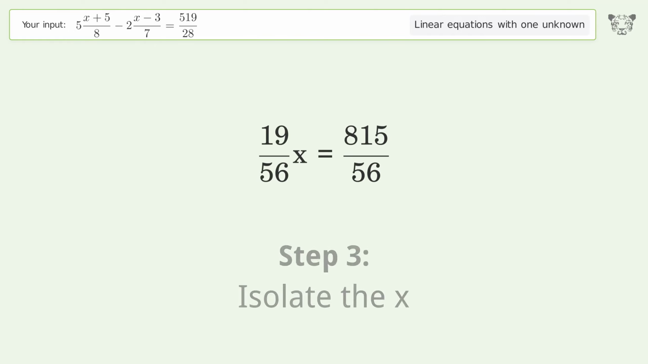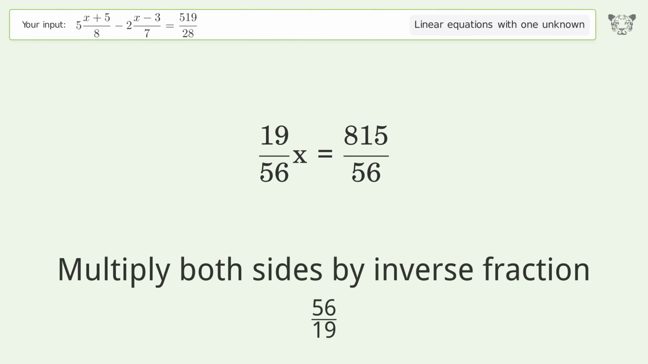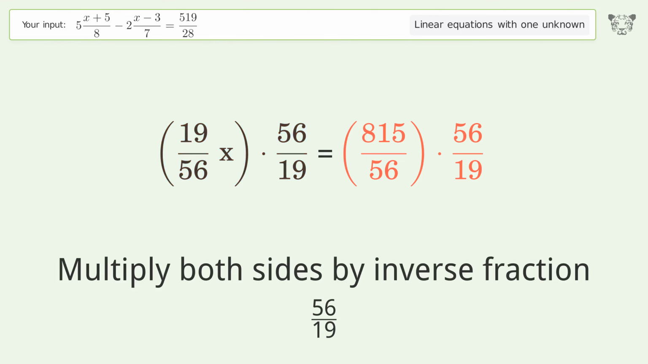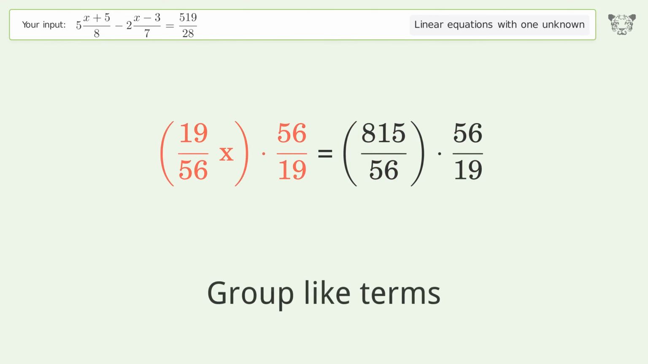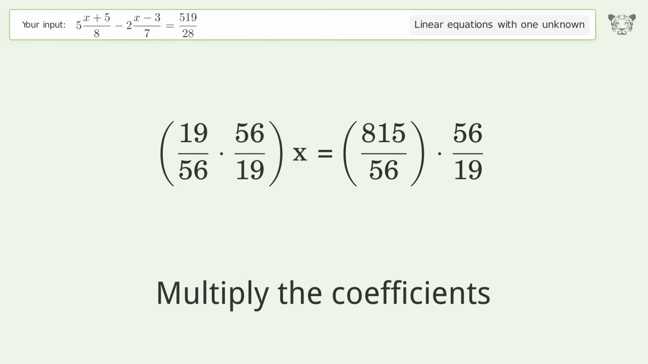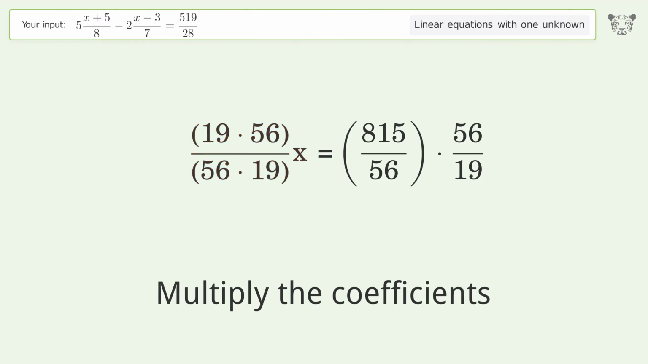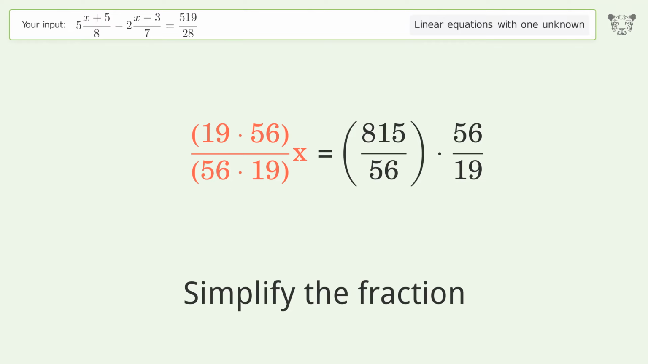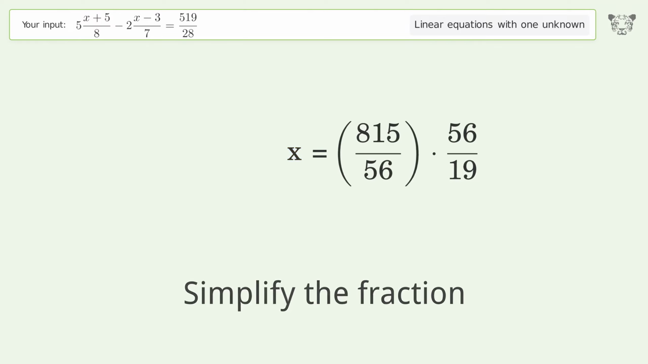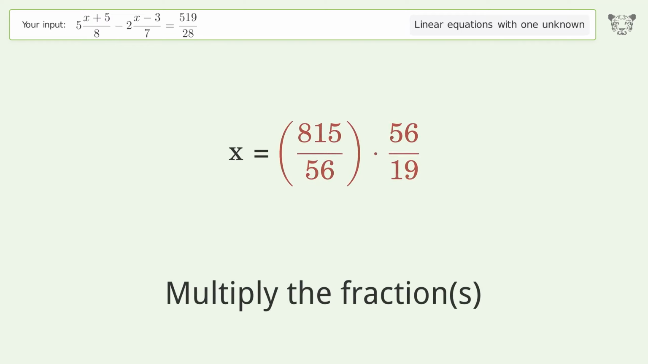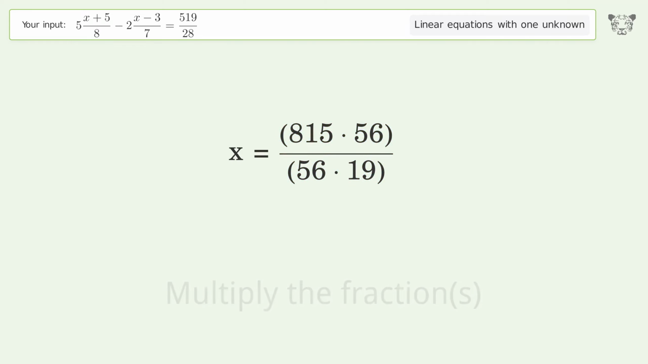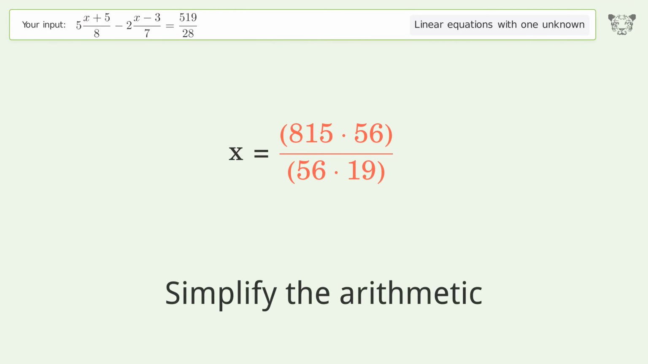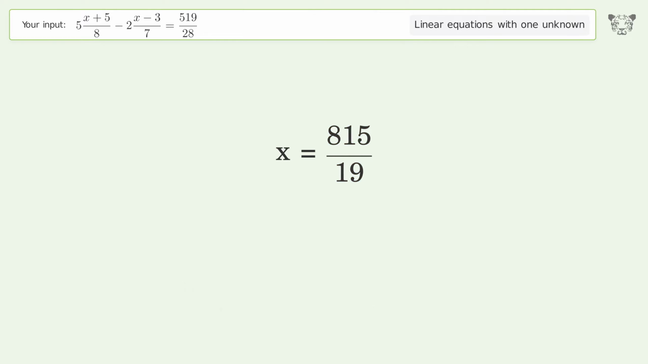Isolate the x. Multiply both sides by the inverse fraction 56/19. Group like terms. Multiply the coefficients. Simplify the fraction. Multiply the fractions. Simplify the arithmetic. And so the final result is x equals 8/15/19.